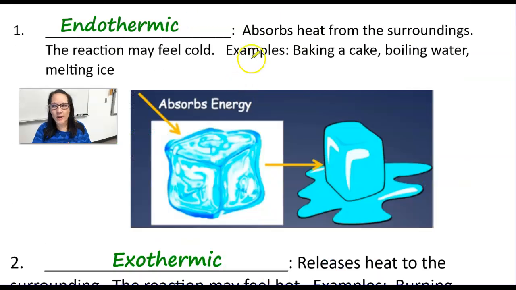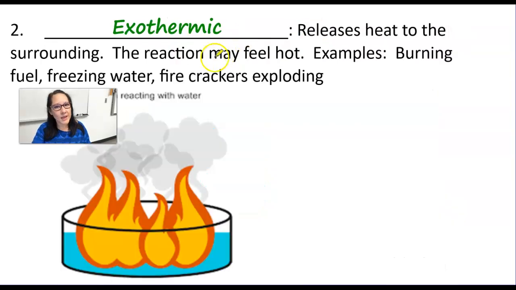An endothermic process means that heat is absorbed from the surroundings, and the reaction is going to feel cold. So if you feel a reaction occur and it's cold to the touch, then it's going to be absorbing heat from its surroundings. Your hand is one of those parts of the surroundings, and that's an endothermic process. Baking a cake, boiling water, melting ice, the ice has to absorb heat from the surroundings in order to begin the process of melting. Then there's exothermic.